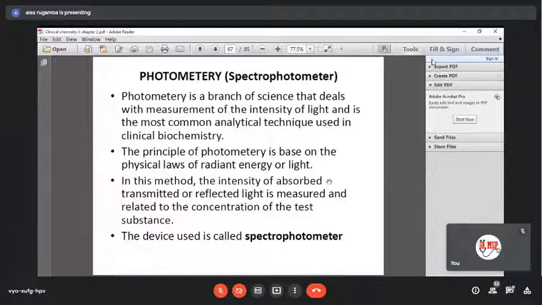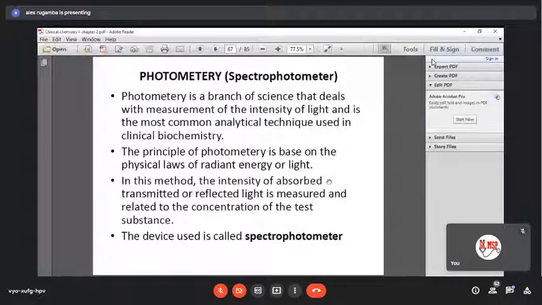So let's say that our sample contains the target compound that you want to measure. We will apply the light, and that will pass through the sample, and some will be diffracted, and another part will be transmitted. So we will measure the transmitted light. The transmitted one is the one which passed through the sample. So the concentration of the sample will equal or not, depending on the principle that we're using, the intensity of the light relates to the concentration of the particles that we are measuring in the sample.